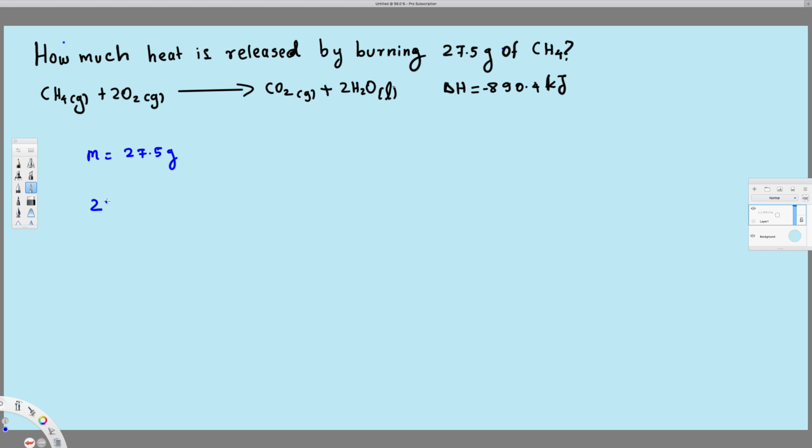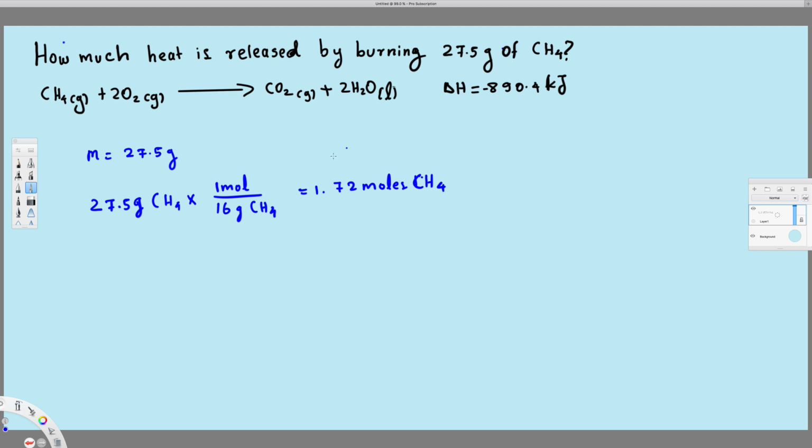So first I put this right here, 27.5 gram CH4, times 1 mole over the molar mass of CH4. In 1 mole of CH4 there is 16 gram, because 12 is carbon's molar mass and each hydrogen has 1 gram of molar mass. So this is going to be 16 gram of CH4. If you calculate this, that's going to give you 1.72 moles CH4.